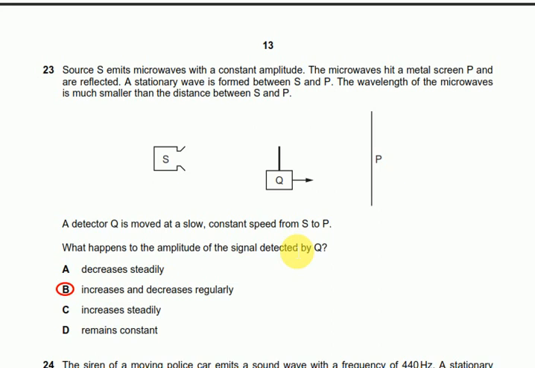Now, for the signal detected by Q, because there would be several nodes and antinodes formed in between, at an antinode it would be a maximum amplitude, at a node it would be a minimum amplitude, so it increases and decreases regularly. Okay, so 23, it's B.